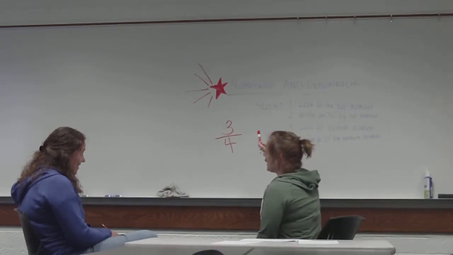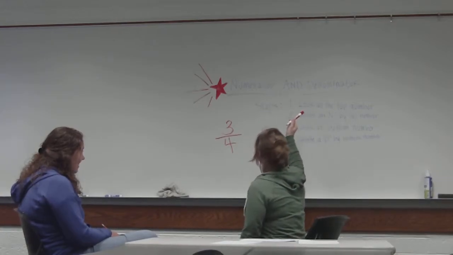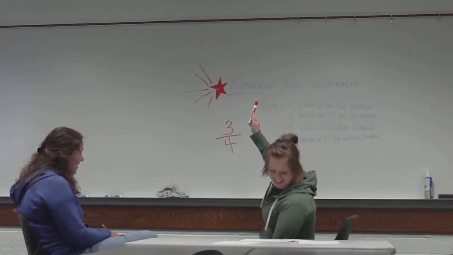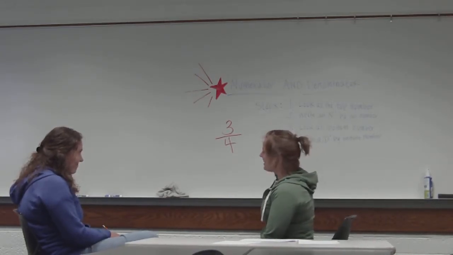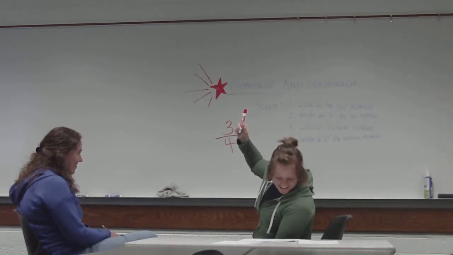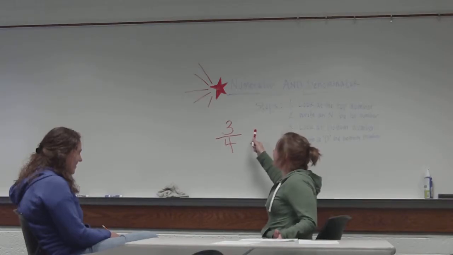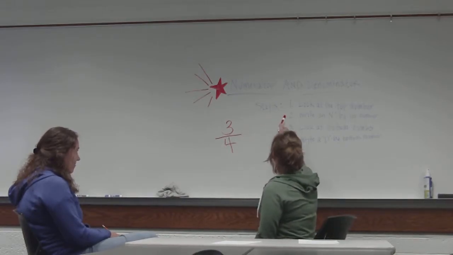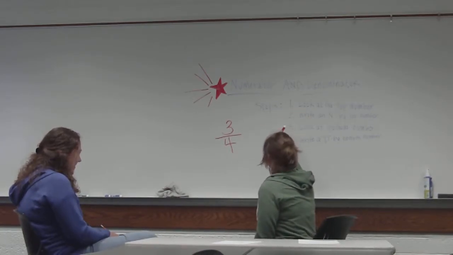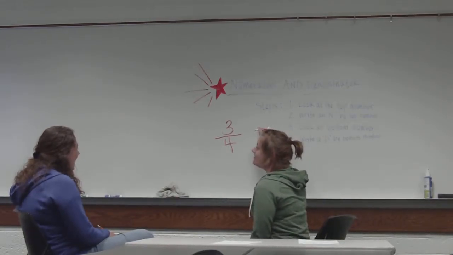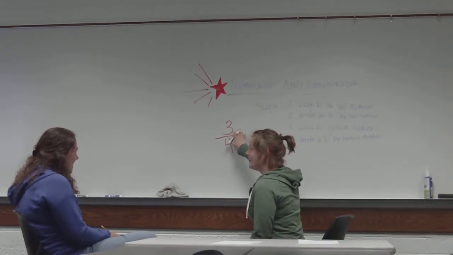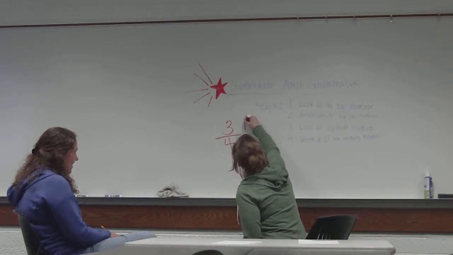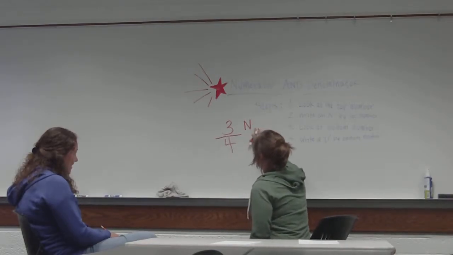Now, to identify the numerator and the denominator, the first thing I do is look at the top number. What is the first thing I do? Look at the top number. Exactly, good answer. The top number is called the numerator. What is the top number called? The numerator. Very good. Now, for the second step, we are going to write an N by the top number, which is called a what? A numerator. That's right. So I write an N by the top number.